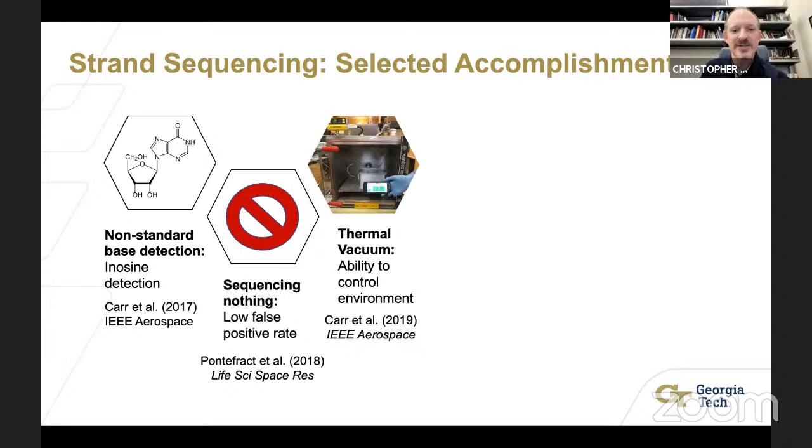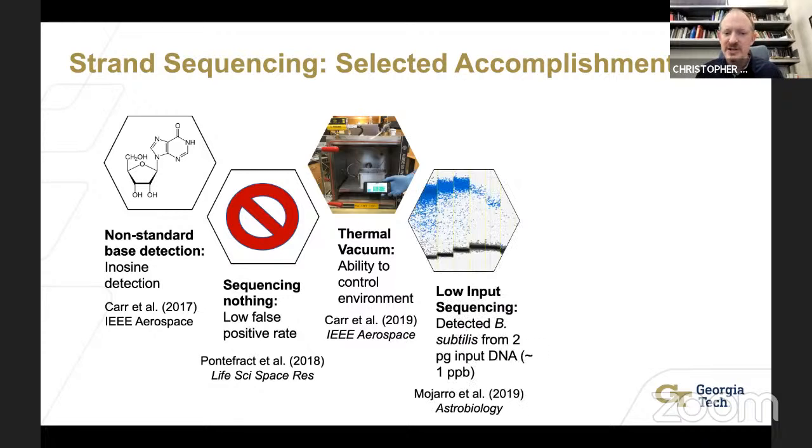We also did sequencing in a thermal vacuum chamber under Mars-like conditions, so we could understand what we need to do to control the environment and ensure that we can operate devices at permissive conditions for nanopore sequencing. We also did low input sequencing, demonstrating we could detect Bacillus subtilis DNA from about 2 picograms of input, which represents, in our particular experimental setup, a sensitivity of about 1 part per billion.